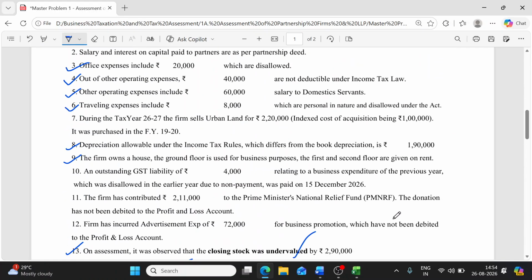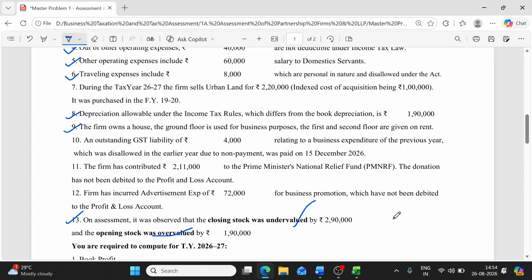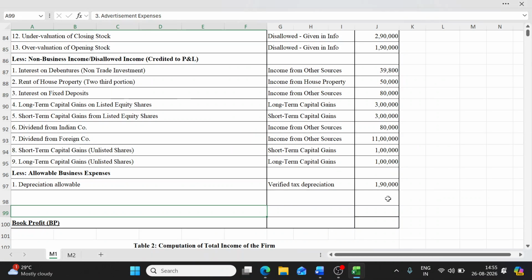For example, in adjustment number 12, this firm has incurred advertisement expense and the value is 72,000 and the purpose is for business promotion, and it has not been debited to the profit and loss account. Now this expenditure is pure business expenditure, but as it is not recorded in the profit and loss account, we should give the deduction for this expenditure in the calculation of book profit.